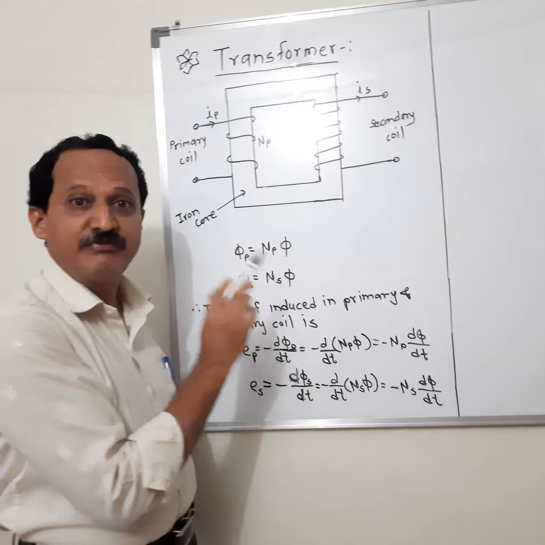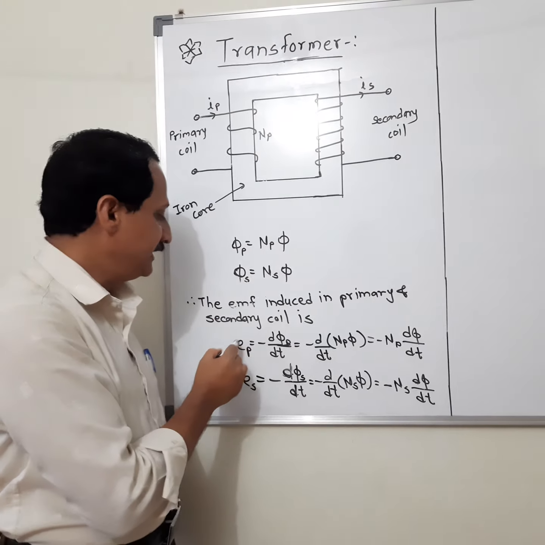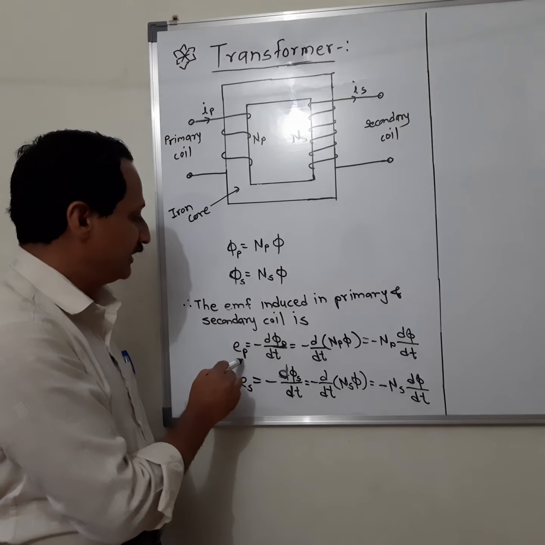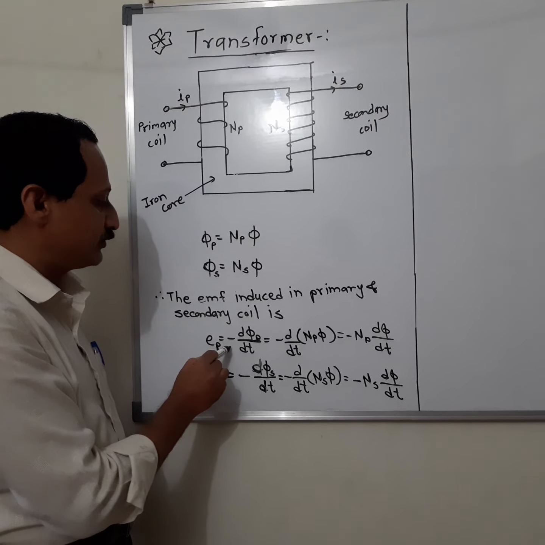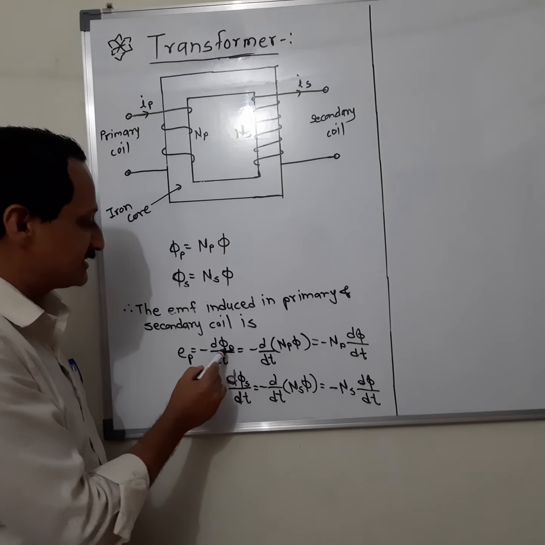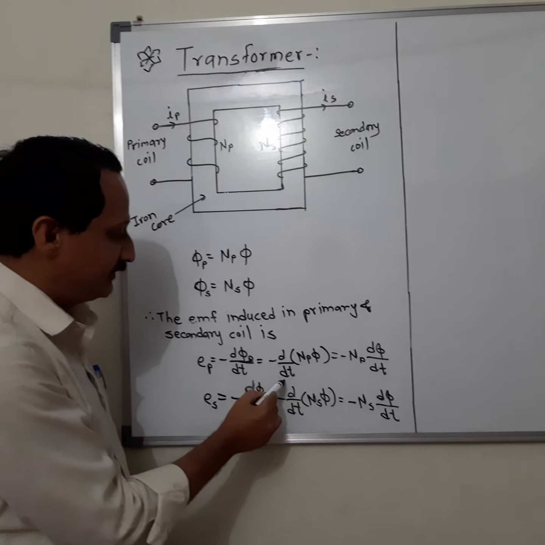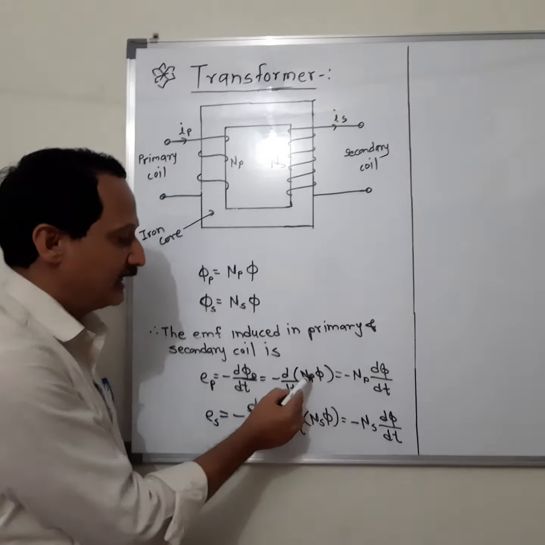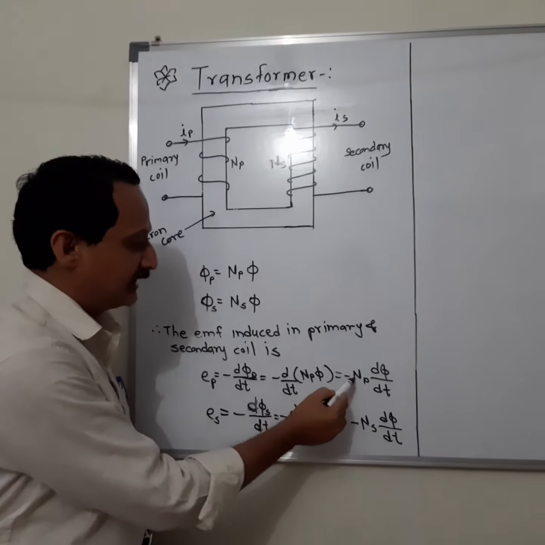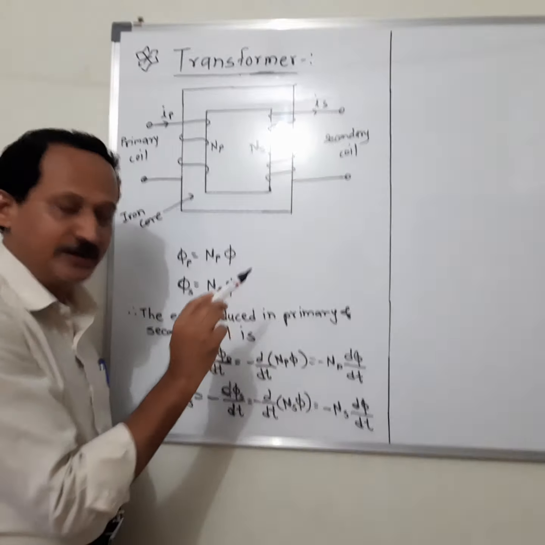So what is now the EMF induced in the primary and secondary coil? That is given by Faraday's law. What is Faraday's law? E is equal to minus d phi by dt. So for primary coil, we have to write P here. So EP is equal to minus d phi p by dt. But what is phi p? NP phi. So we can substitute here: minus d by dt of NP into phi. NP is the number of turns, which is constant, so take it out of the derivative. So minus NP into d phi by dt.